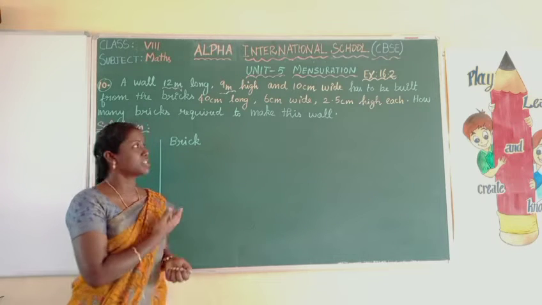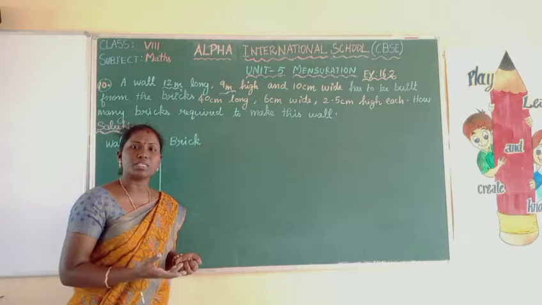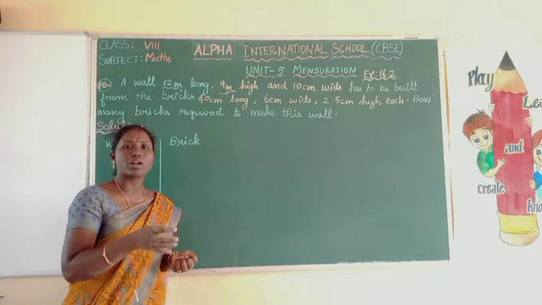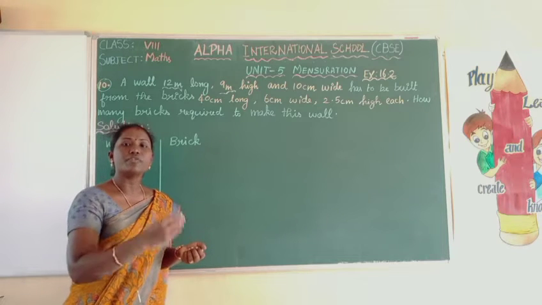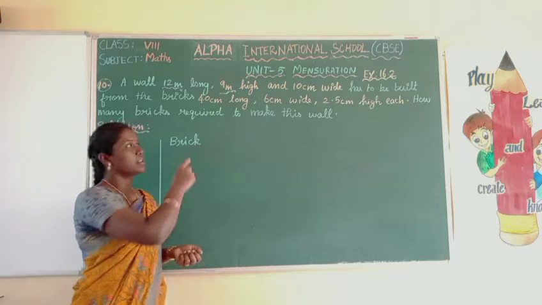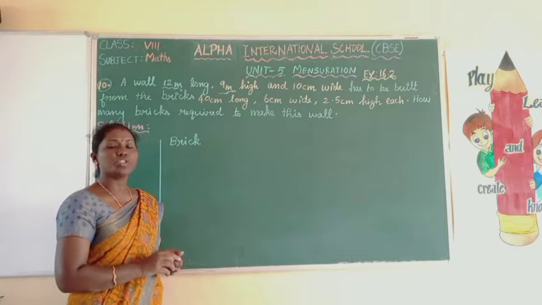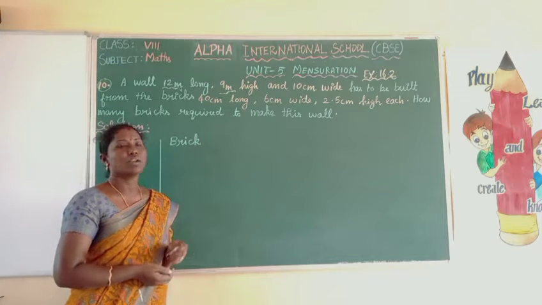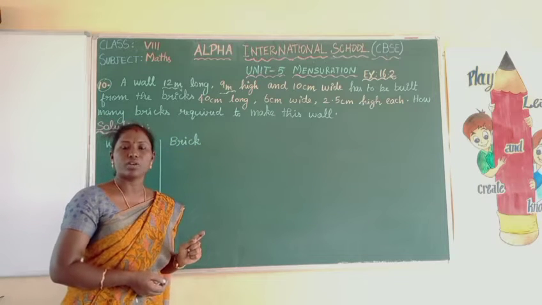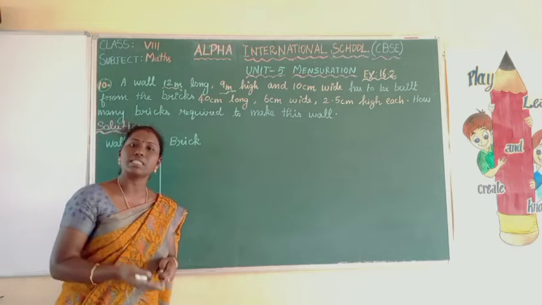For example, if the first measure is in centimeter and the second is in meter, convert all the measures to a single unit. You cannot calculate with different units in the same formula. So change the units to a single one, maybe meter or centimeter. Here I am going to change everything to centimeter, because apart from the first two measures, all others are in centimeter. Also, we are going to find the number of bricks, so it is better to convert to centimeter.